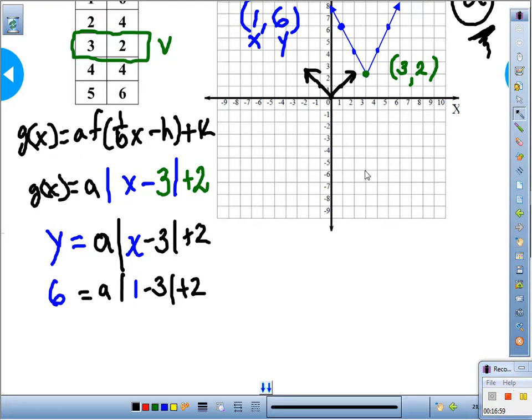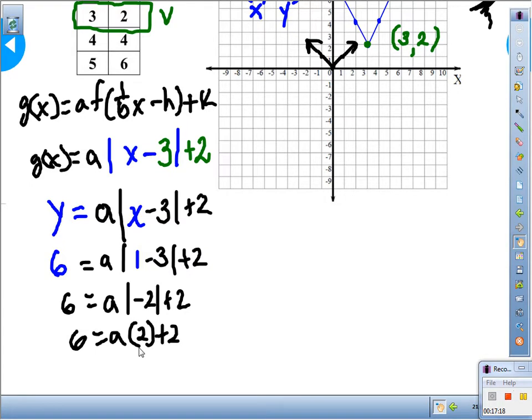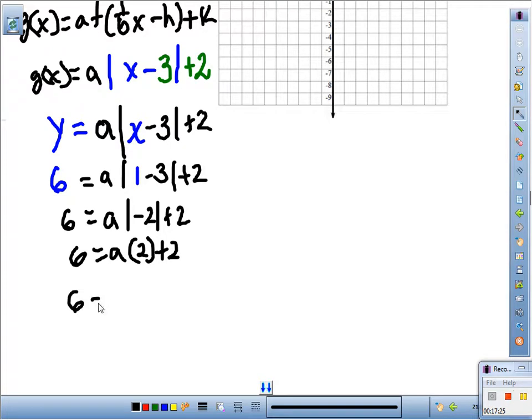Here we go. 6 equals A times the absolute value. What is 1 minus 3? Negative 2, plus 2. 6 equals A times, what is the absolute value of negative 2? 2, plus 2. Let me simplify this because I don't like having the variable in front of a factor. So what is A times 2? 2A. So I'm going to rewrite this: 6 equals 2A plus 2.